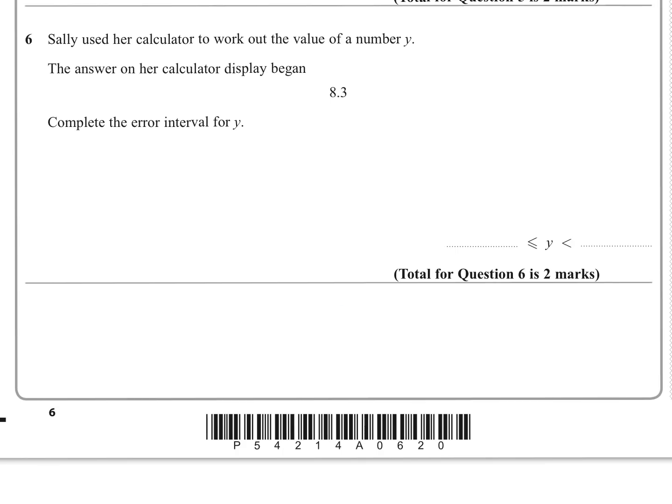Question 6. Sally used her calculator to work out the value of a number y. The answer on her calculator display began with 8.3. So we know this has to be 8.3 here. And we've got to complete the error interval for y. So what could y have been? Well, the highest it could have been is, say, 8.3999 going on forever, or 8.39 recurring.